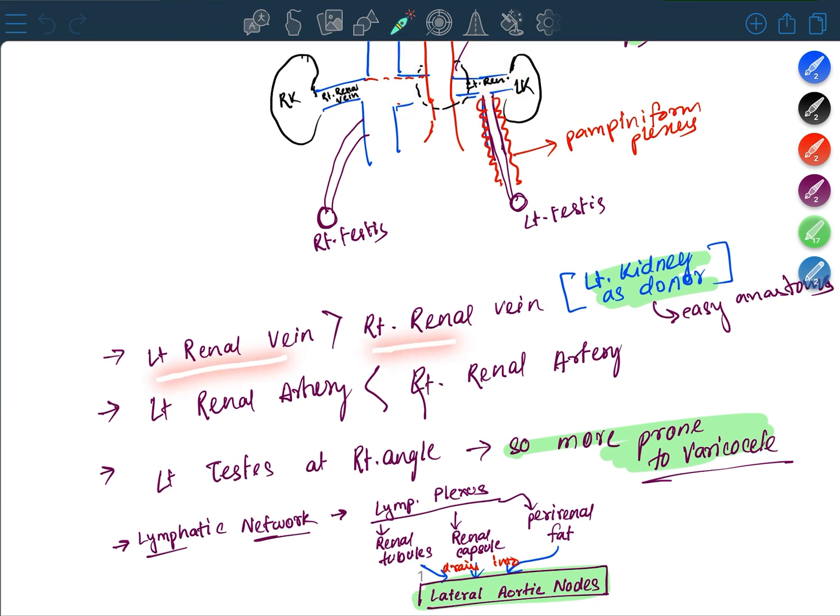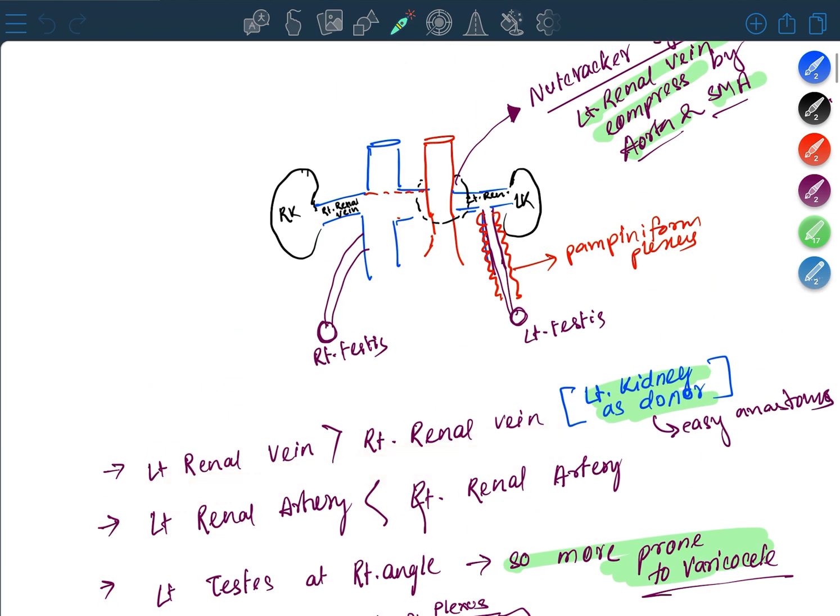The left renal vein is bigger than the right renal vein, and with the same logic the aorta is placed on the left hand side. So similarly we can say that the right renal artery is bigger than the left renal artery. This is done.